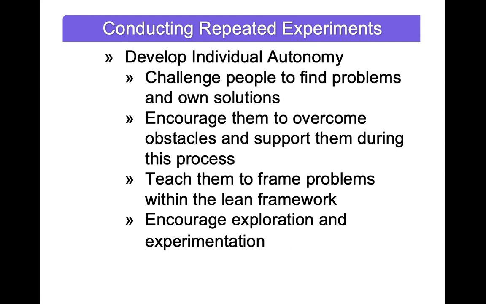Okay, this is autonomy. This is a big, important part of Lean. You need to challenge people to find problems and own solutions, and encourage them to overcome obstacles. So again, it's kind of back to the suggestions. Make sure that you are giving your employees an environment where they are free to speak up about what they think, about how they feel about certain ways things are done, processes. Make sure that they're comfortable coming up with new ideas, implementing those ideas, and be able to support them and mentor them during that process.